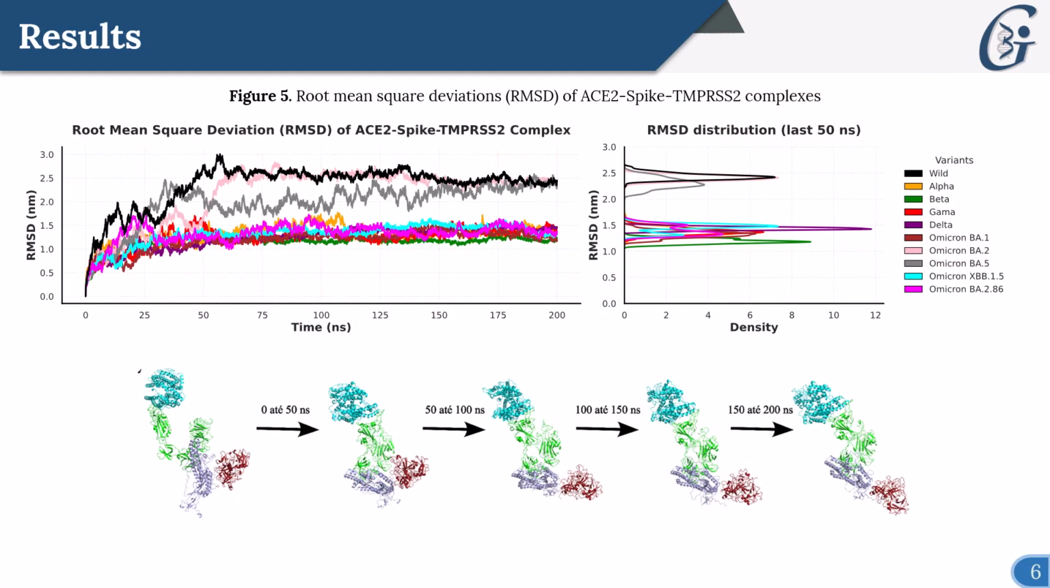The RMSD analysis of the spike TMPRSS2 complexes revealed distinct behavior for the wild type, Omicron BA.5 and BA.2 variants, possibly due to differences in their interactions with TMPRSS2. The remaining variants show greater overall stability throughout the simulations. As global RMSD differences were subtle, we performed a more detailed analysis of specific interaction regions between the proteins.